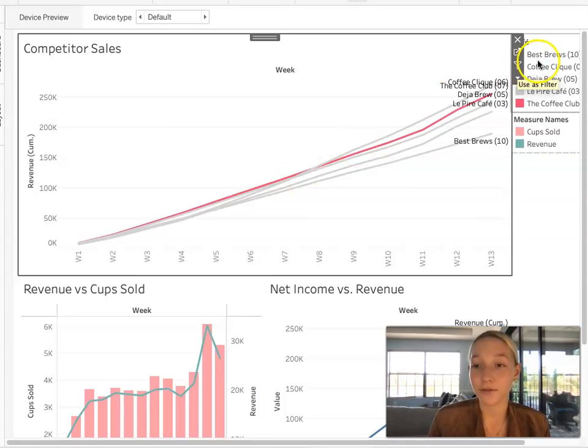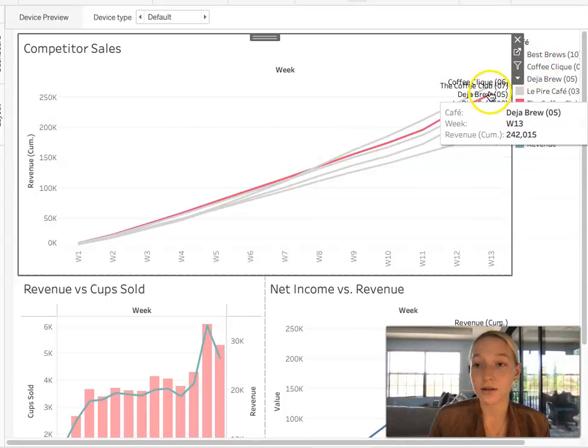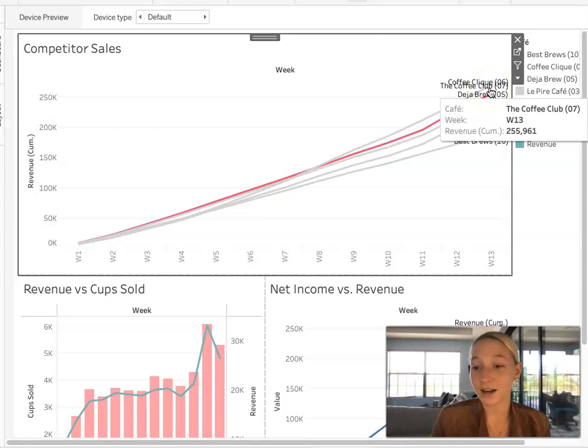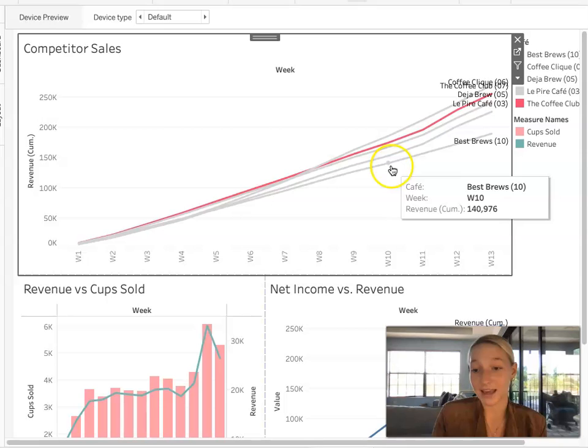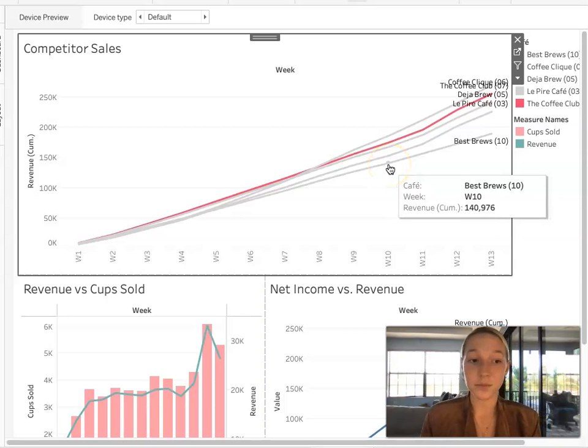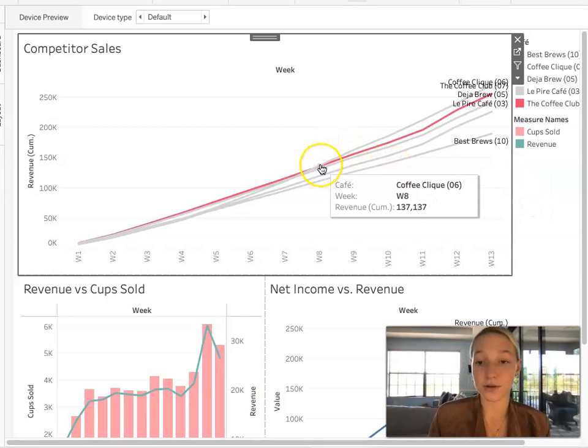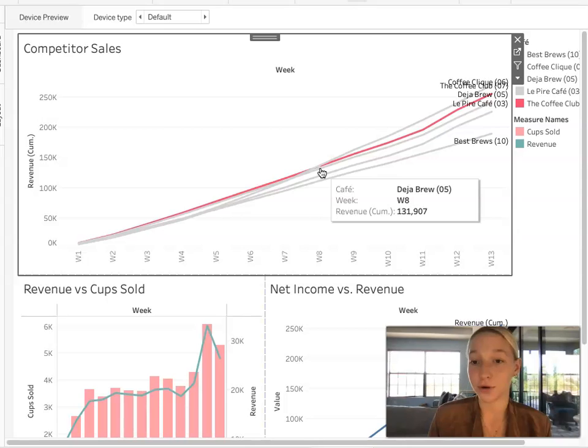Our cumulative revenue at the end of the 13 weeks was $255,961. This is higher than 3 out of the 4 competition cafes on this graph. We were very close to 2 competitors right around week 8. The competitors were the Coffee Click and Deja Brew.